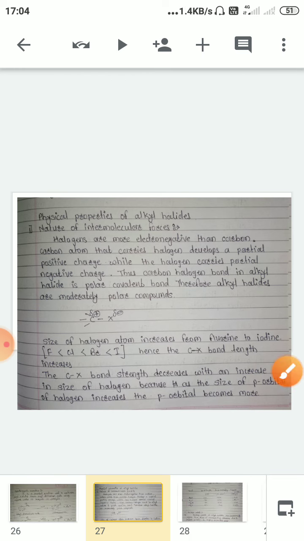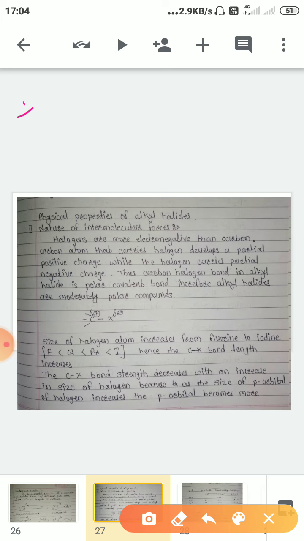So first, you have to remember halogens. Halogens are represented by X. Group 17 elements are called halogens. The first member of halogens is fluorine, then chlorine, then bromine, and then iodine.